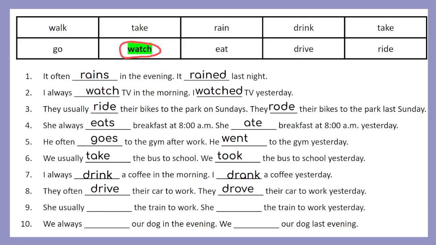They often drive their cars to work. They drove their car to work yesterday. She usually takes the train to work. She took the train to work yesterday. We always walk our dog in the evening. We walked our dog last evening.